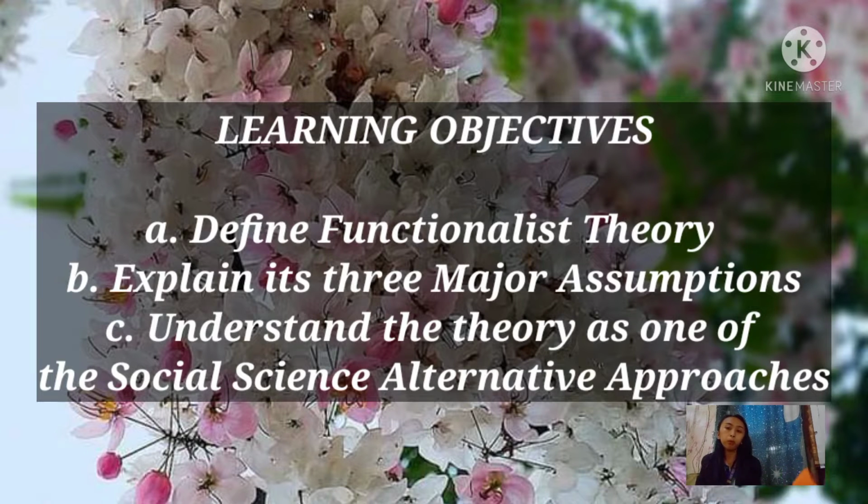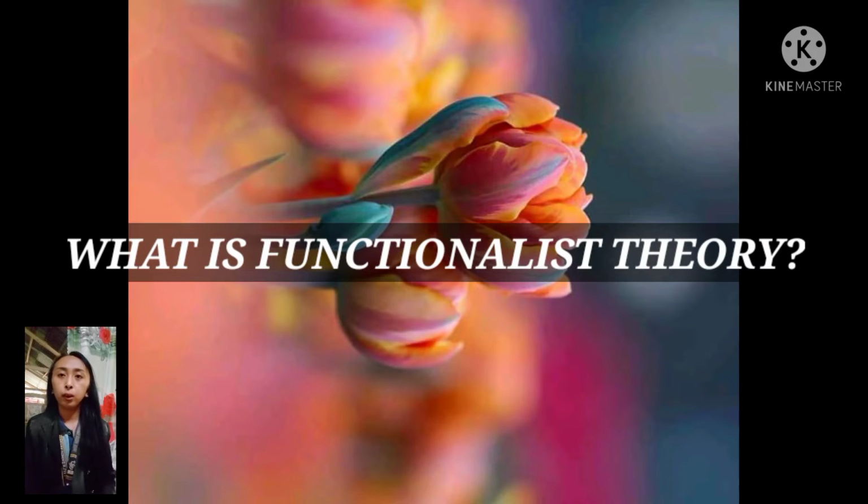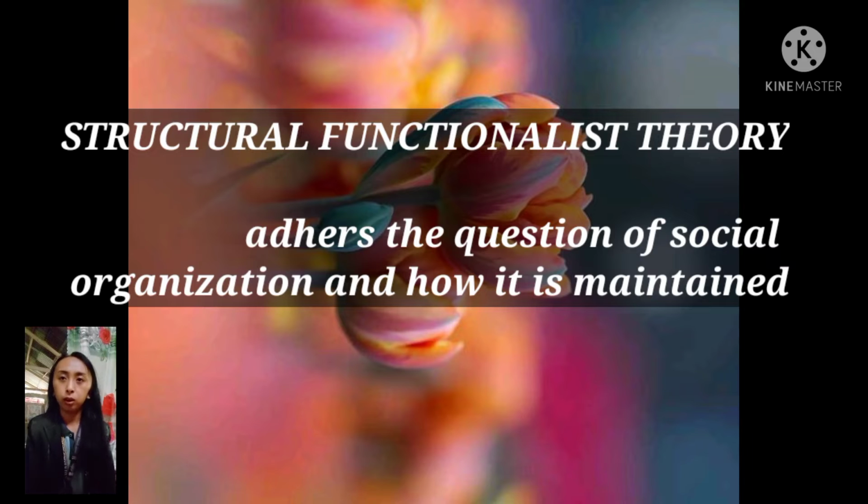So, before we begin our proper discussion, our learning objectives for today's discussion are as follows. First, define functionalist theory. Second, explain its three major assumptions and understand the theory as one of the social science alternative approaches. So, what is functionalist theory?